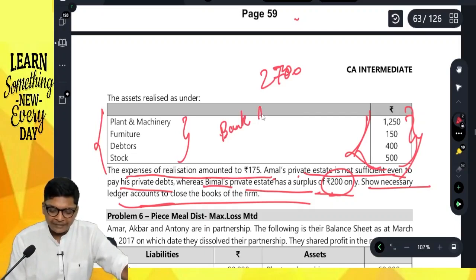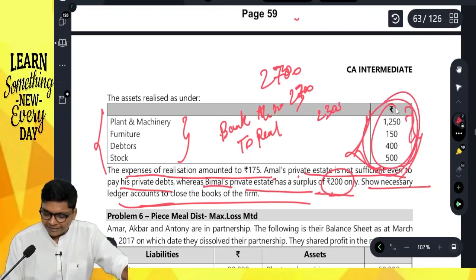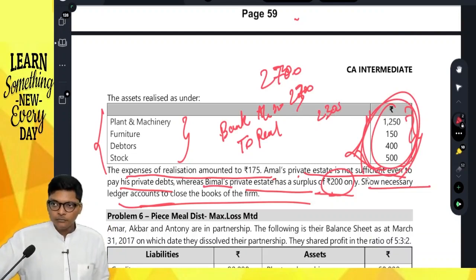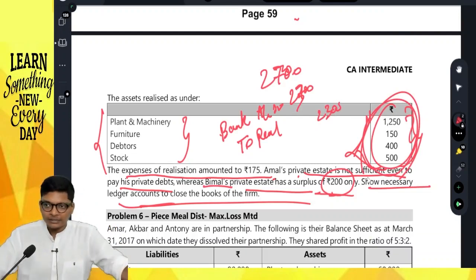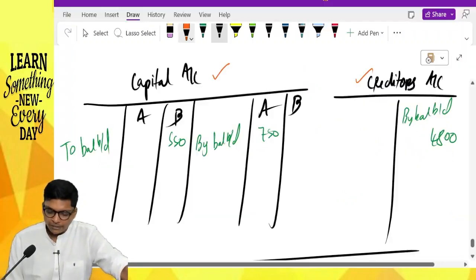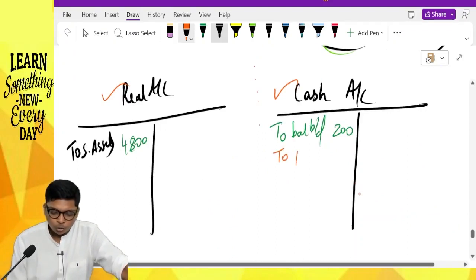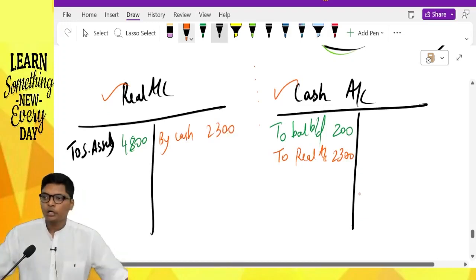Bank or cash account? We have cash account here. Cash account debit, to realization, how much? 2,300. Total of this, guys, 1250 plus 150 plus 400 plus 500. How much? 2,300. Are you all able to follow, guys? So come here and post in your cash account, to realization account 2,300, by cash account 2,300. Are you all able to follow, guys?